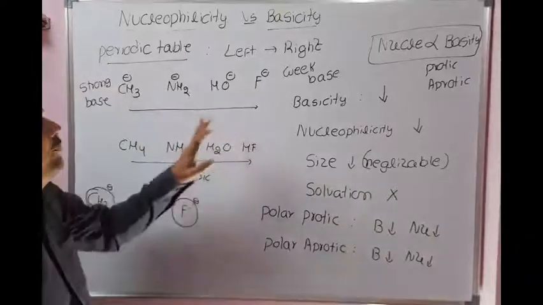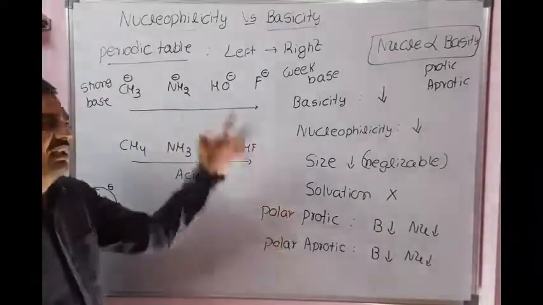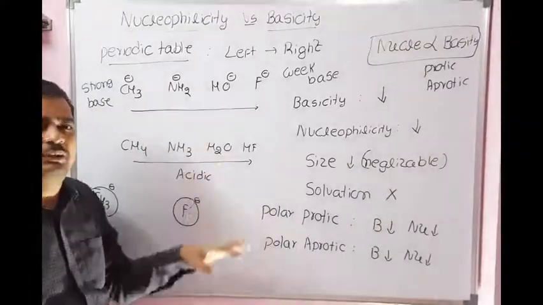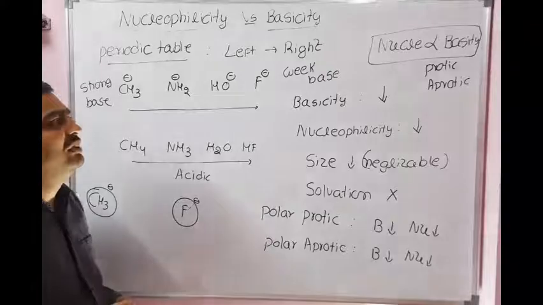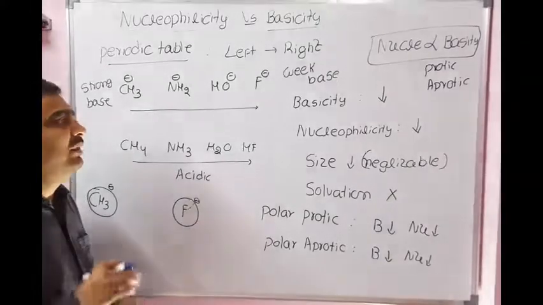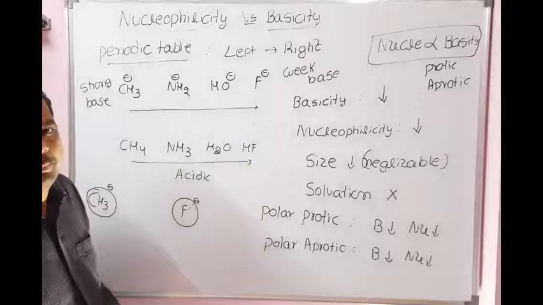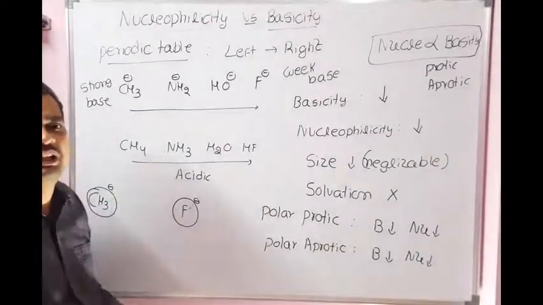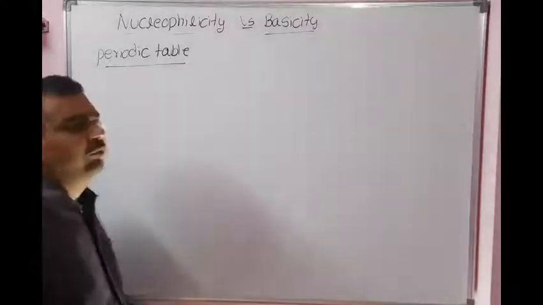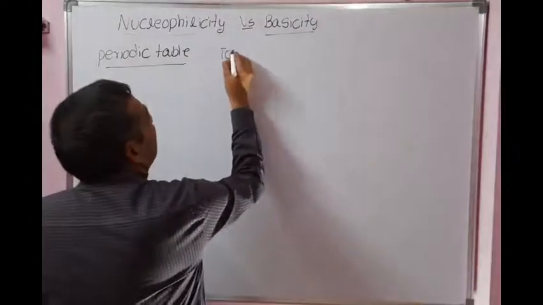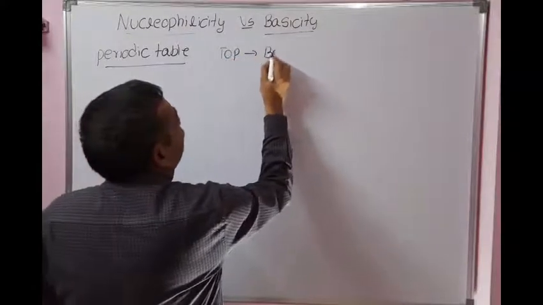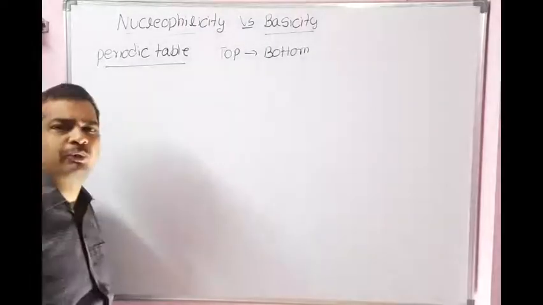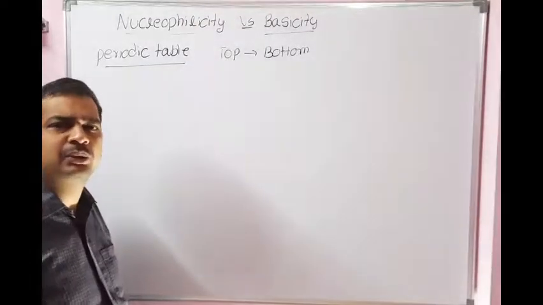So from left to right, in protic solvent, basicity decreases and nucleophilicity decreases. From left to right, in aprotic solvent, basicity decreases and nucleophilicity also decreases. Nucleophilicity is directly proportional to basicity from left to right, in protic as well as aprotic solvent. That is because the change in size is negligible and there is no solvation effect. Clear? Now the periodic table from top to bottom.